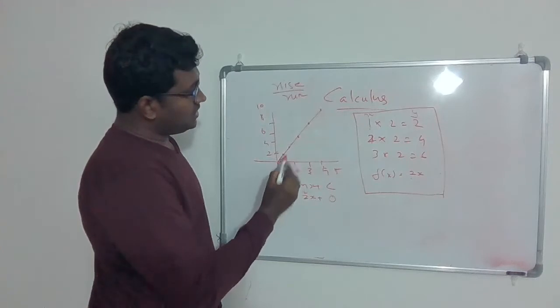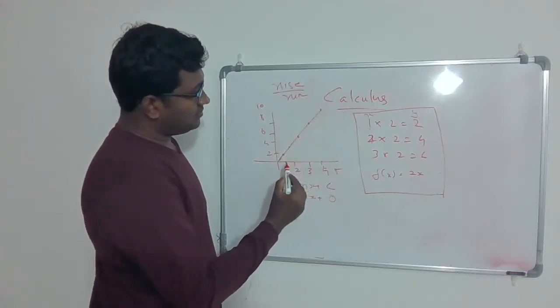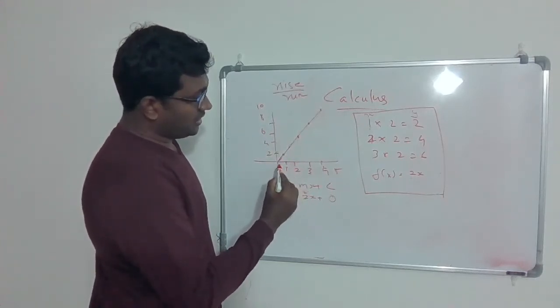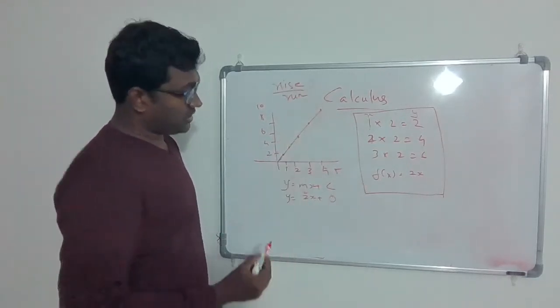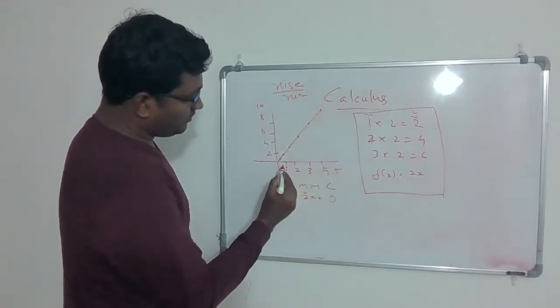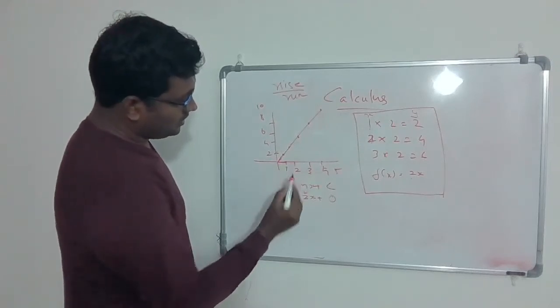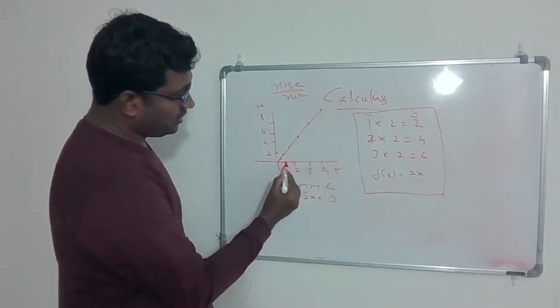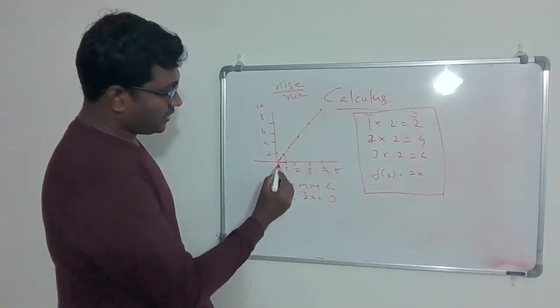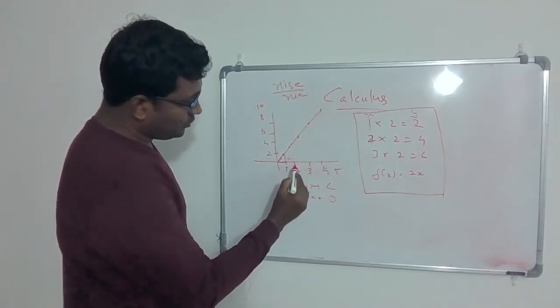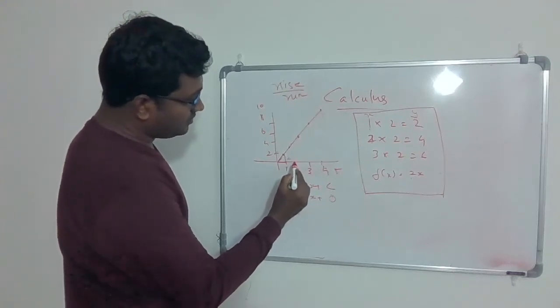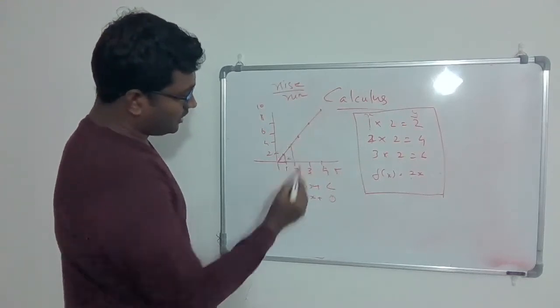For a unit change in the x direction, what is the corresponding change in the y direction? What it really means is that if I change from 0 to 1, that is the input, what is the corresponding change in the output? The output changes to 2. If I change from 1 to 2, the output changes from, this is the output actually.